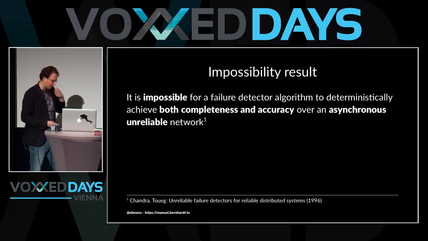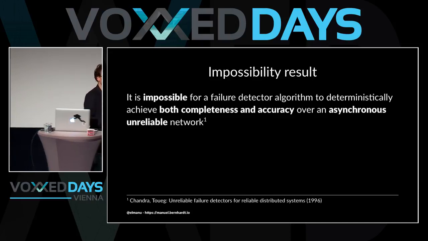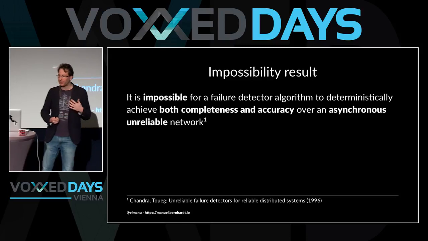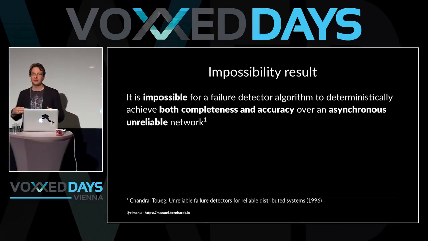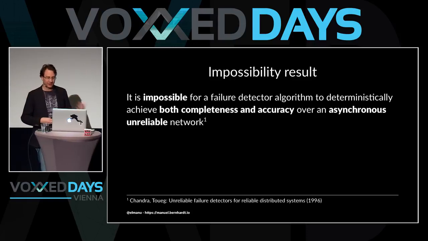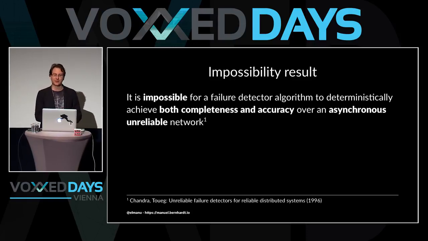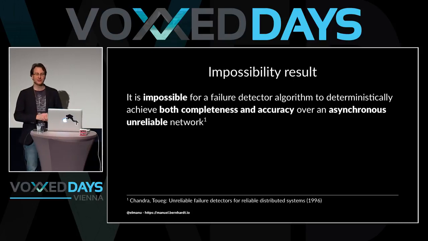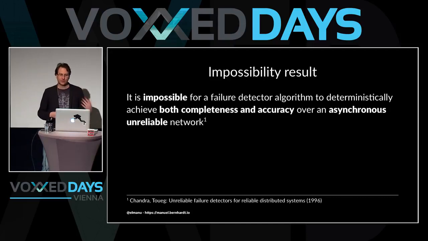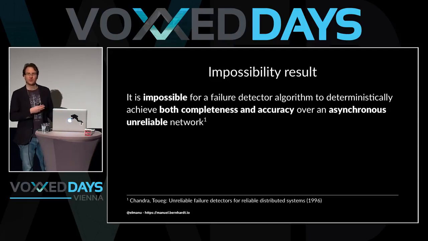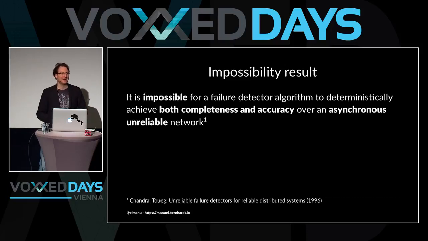Now, as it turns out, when you do distributed systems engineering, there is this category of proofs called impossibility results. So these are very smart people that prove things that are impossible to achieve. And it turns out that it's impossible for a failure detector algorithm to deterministically achieve both completeness and accuracy over an asynchronous unreliable network. An asynchronous unreliable network is the kind of network we work with. So in other words, we're doomed. We can't have both of them.